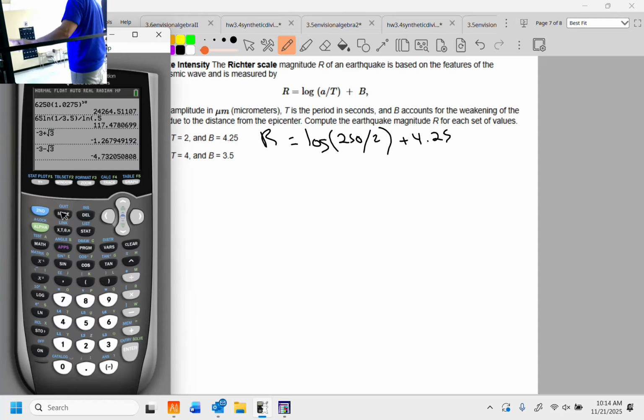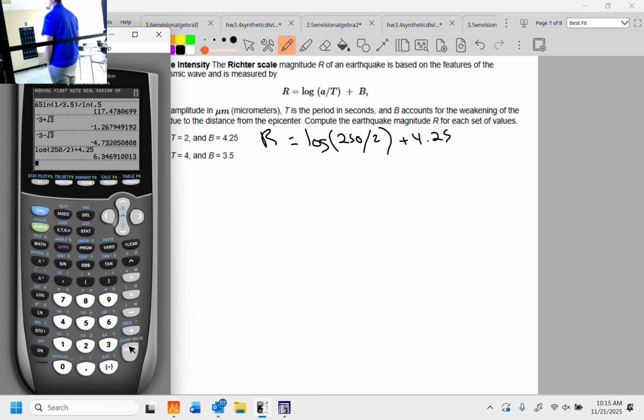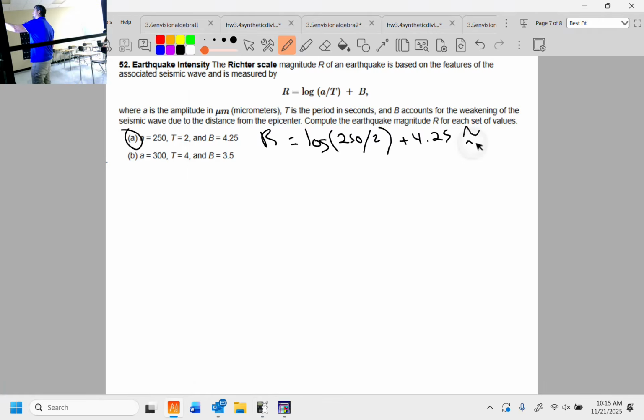Yeah. And earthquakes are on the logarithmic scale. There's a huge difference between an earthquake with magnitude 4 and an earthquake with magnitude 5. 5 is 1,000 times more powerful. This is a 6.3 right down the Richter scale, which would be a big earthquake.